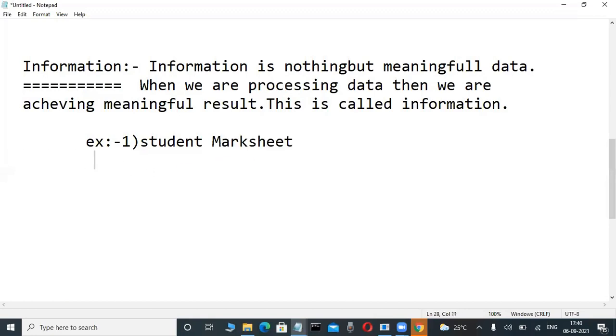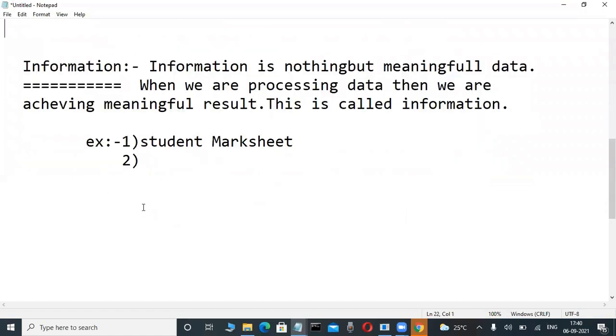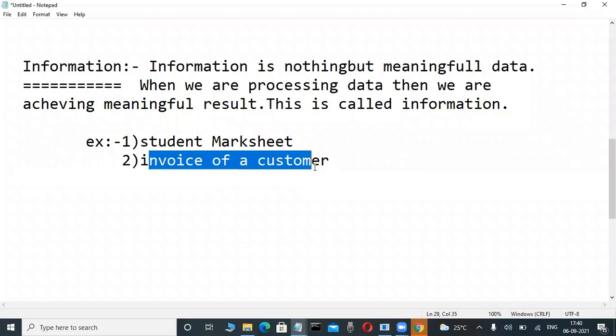That is nothing but information. Suppose, for example, customer names are nothing but data. But what is the information related to customer names? I am telling you, the best example is the invoice of a customer. The invoice of a customer is the best simple example of information, from the business side. Whenever you are purchasing any items, the shopkeeper gives an invoice in the shop. Anybody observing that invoice finds it easily understandable, with all the things written in it.